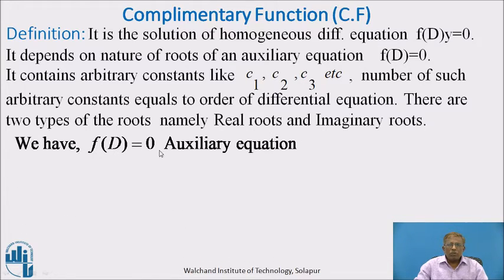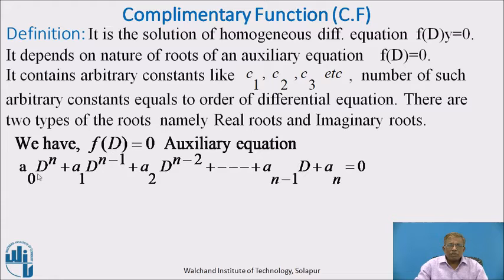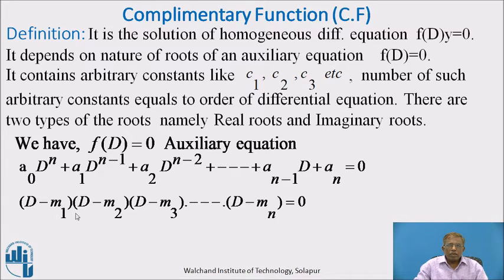We have f of D equal to 0 auxiliary equation, but for nth order differential equation f of D is a0 D raised to n plus a1 D raised to n minus 1 plus a2 D raised to n minus 2 plus dash dash dash plus an minus 1 into D plus an equal to 0. To solve this equation, we have to factorize the left hand side. Here power of D is n, so n factors exist. Suppose D minus m1 into D minus m2 into D minus m3 and so on into D minus mn are n factors of the left hand side polynomial, and it is equal to 0.